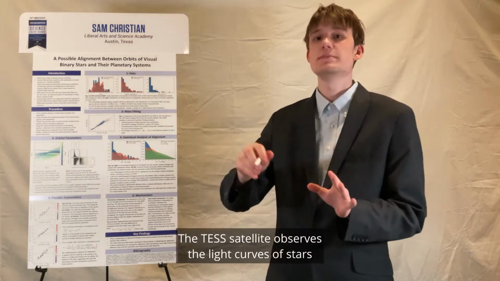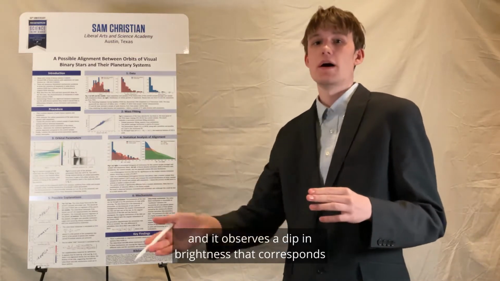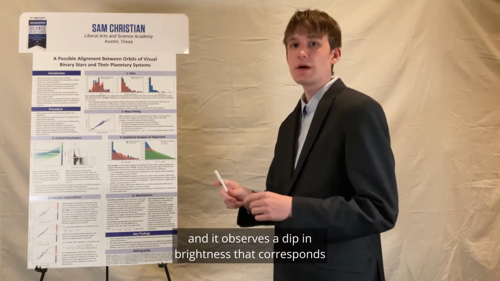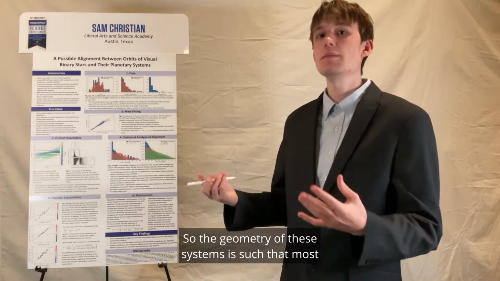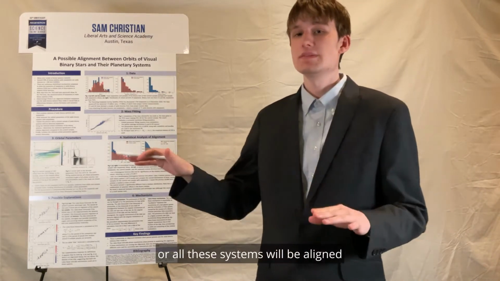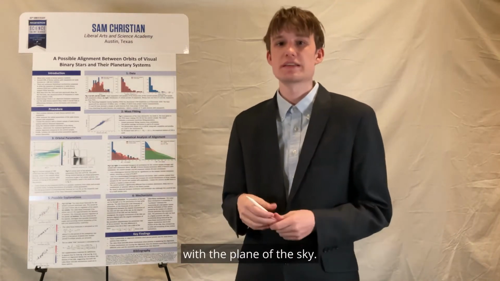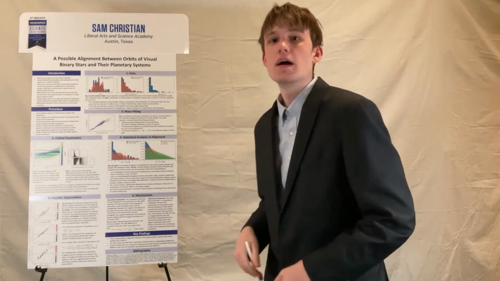The TESS satellite observes the light curves of stars, or light over time from these stars, and it observes a dip in brightness that corresponds to a planet blocking some of the brightness from the star. So the geometry of these systems is such that most or all of these systems will be aligned with the plane of the sky. We call that having 90 degrees inclination.